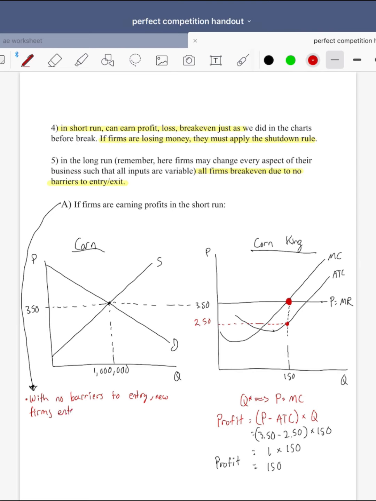Now, if firms are earning profits in the short run, and let me write this over here, I'll continue this down here. So if firms are earning profits in the short run, what we're going to see is that this is going to cause more firms to enter into the market. So with no barriers to entry, new firms are going to enter into the market.